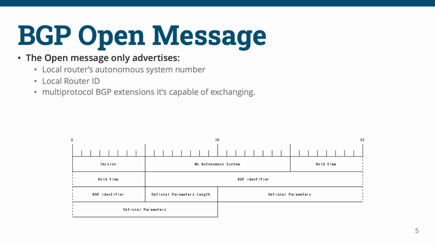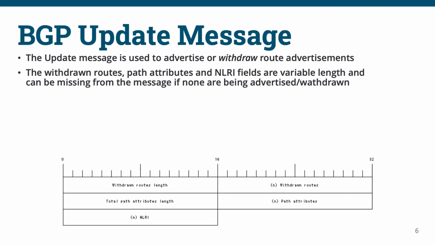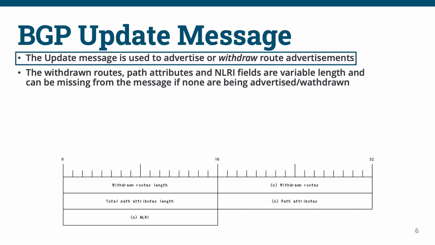Let's move on now to the update message. The BGP update message is at the core of the routing information exchange in BGP. The update message is used to either advertise network layer reachability information, meaning routing information, to a peer, or can be used to withdraw routing information from a peer. Withdrawing a route means that the route is no longer reachable.